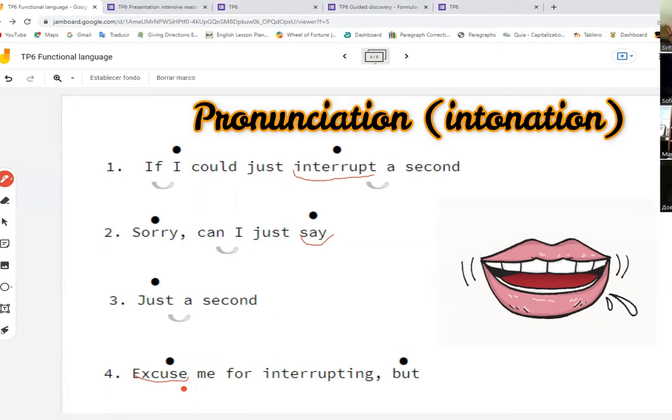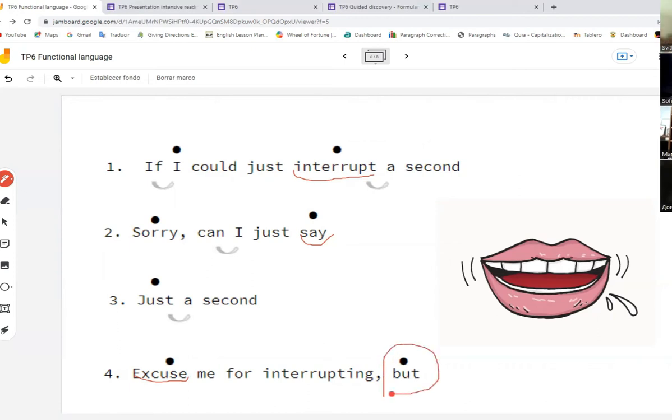And Sophia, you were right. The word but is really important here, even though it is a connector. It's not a noun, it's not a verb, but we want to emphasize it to say that I disagree, right? I don't agree with you. So, but, and I might interrupt you to say another opinion.